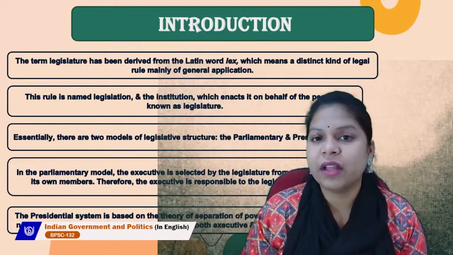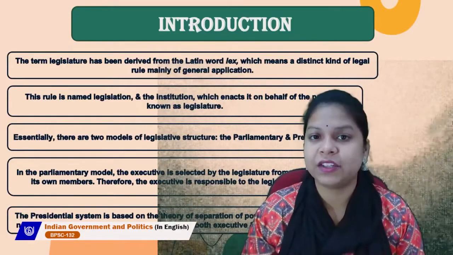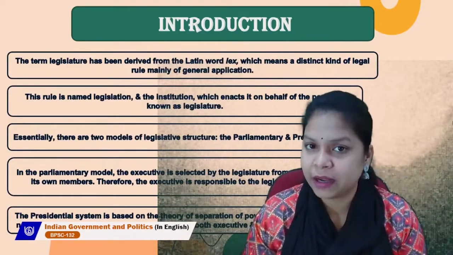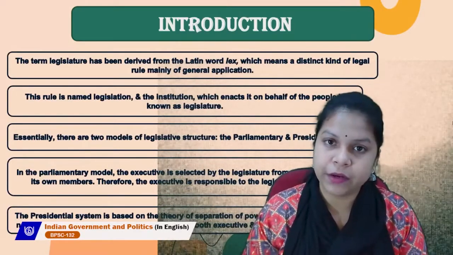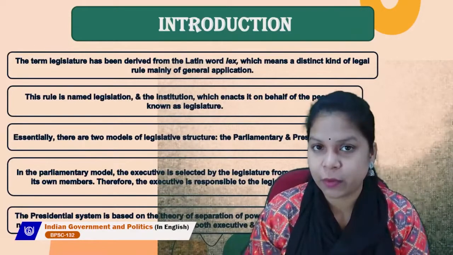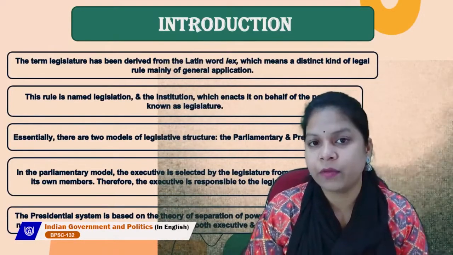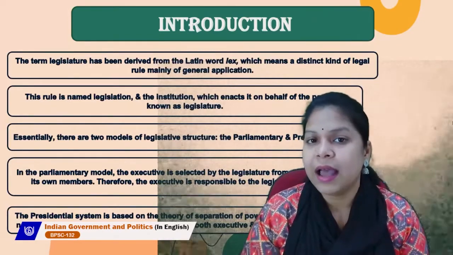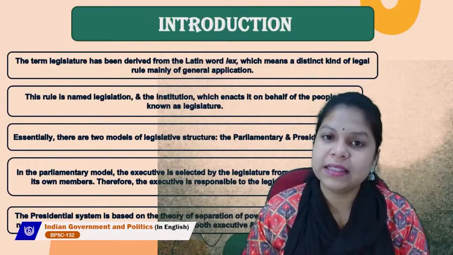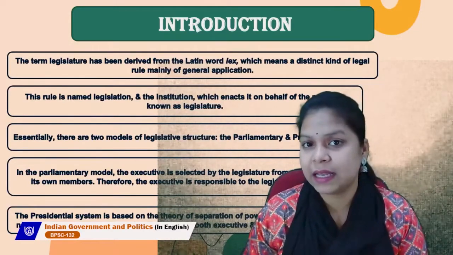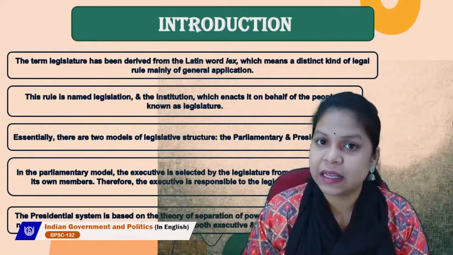But in a country where there is a parliamentary form of government, there the executive and legislature work together. They are not separate from each other. So this is the basic difference between the parliamentary form of government and the presidential form of government. So, for example, we can say that India has a parliamentary form of government, whereas America has a presidential form of government, where the head of the government is the president. Whereas in India, the head of the government is the prime minister, whereas the head of the state is the president.